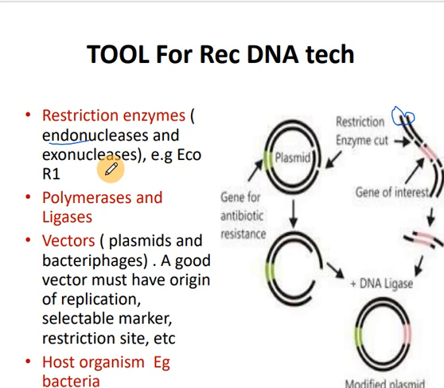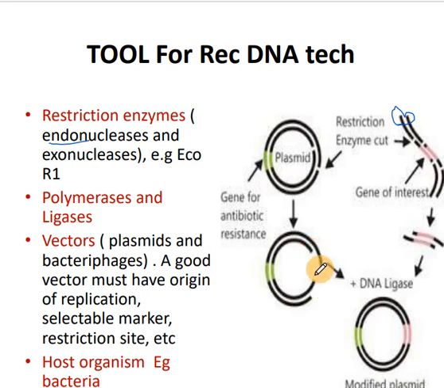E. coli R1. This restriction enzyme is basically found in E. coli and is the most used restriction enzyme in molecular biology. Now, this restriction enzyme basically cuts in two ways. It can cut to give what we call a blunt end, or it can cut to give a sticky end.